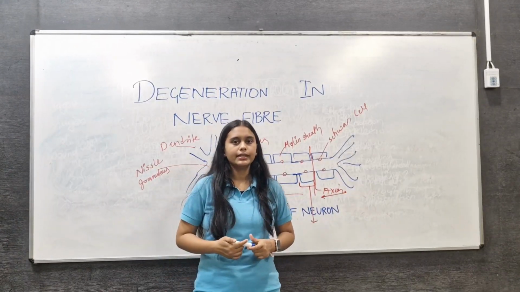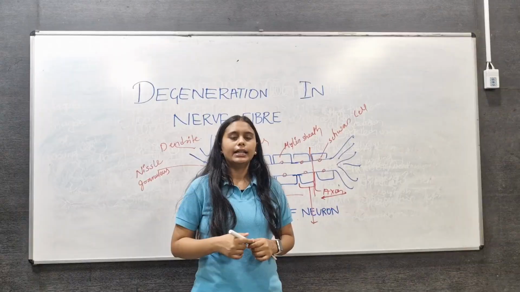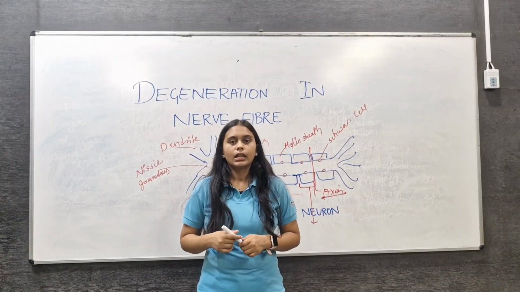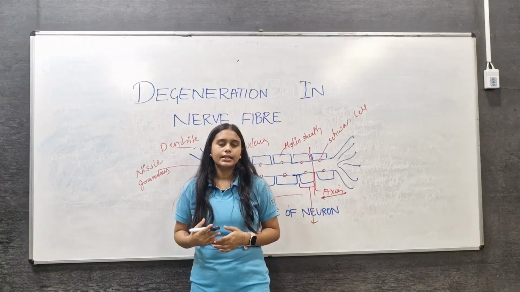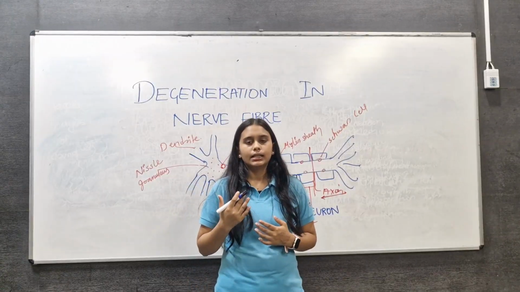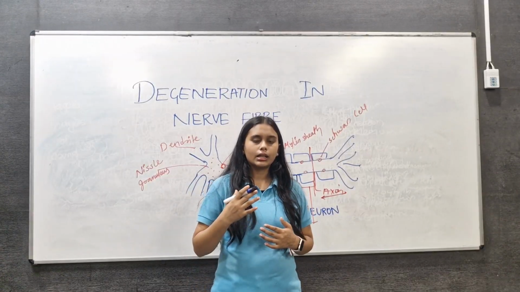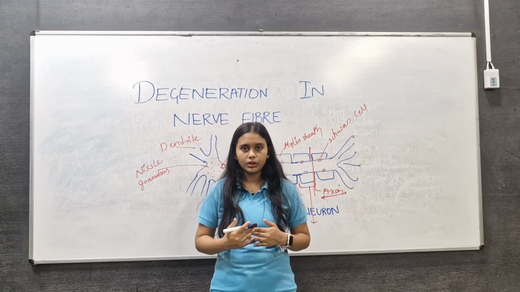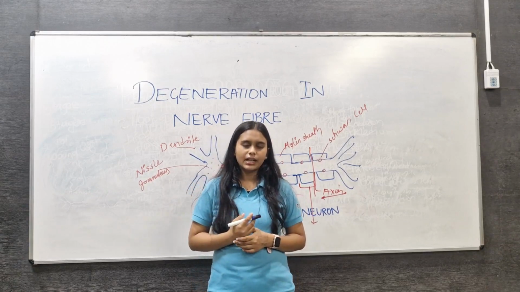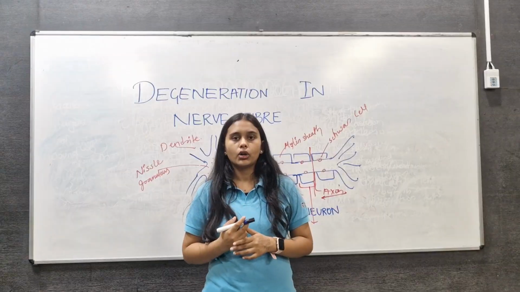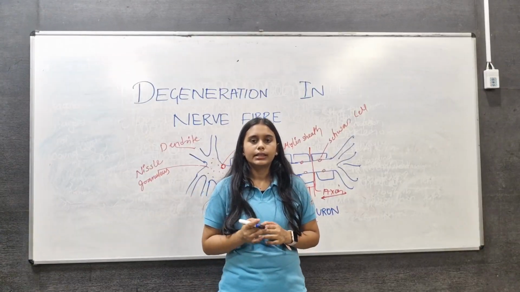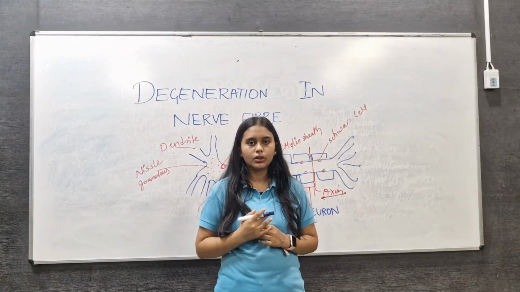And the last one is transneural degeneration. In transneural degeneration, if an afferent nerve is injured, the changes occur in the neuron which synapses with the afferent neuron which is injured. For example, degenerative changes in the ventral horn of the spinal cord when there is a tumor in the cerebral cortex.